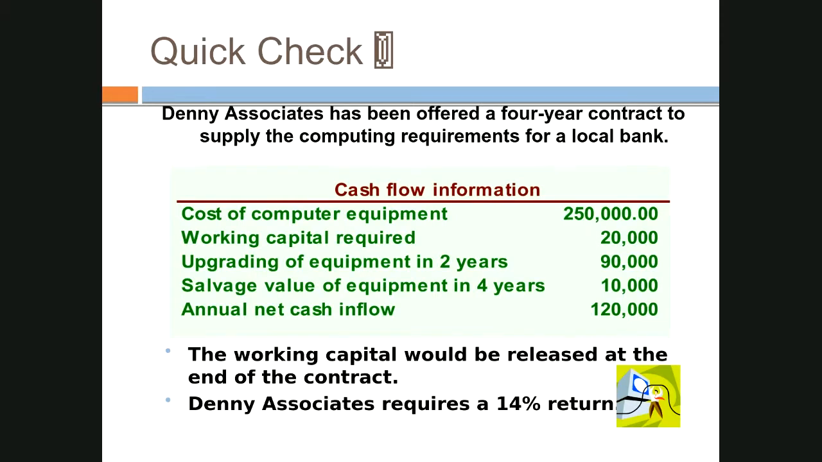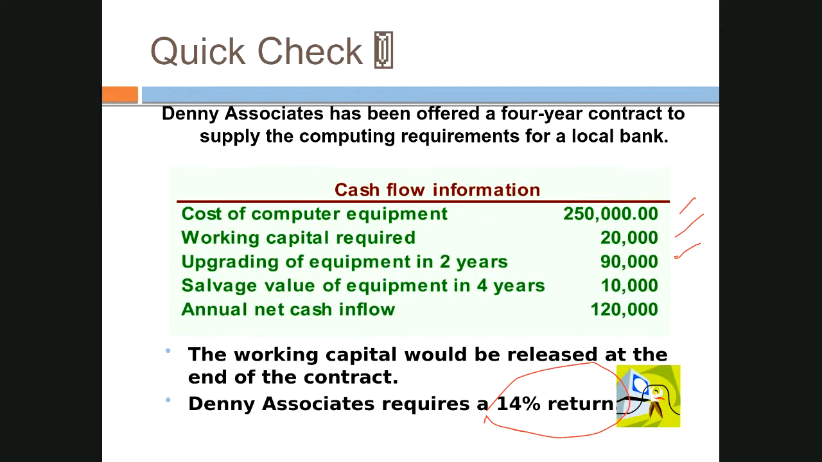So, sabi niya, the working capital will be released at the end of the contract, and then the associates requires a 14% return. So, you notice, yung 14% is not cost of capital, hurdle rate lang yan. So, hindi ko pa pala natuturo yung how to compute for the cost of your investment. So, syempre itong 250, 20, 90,000 for example are all cash outflow. Yung salvage value equipment, cash inflow yan pero at the end of 4 years. Nagets ba yun?